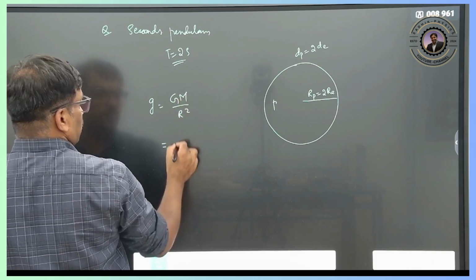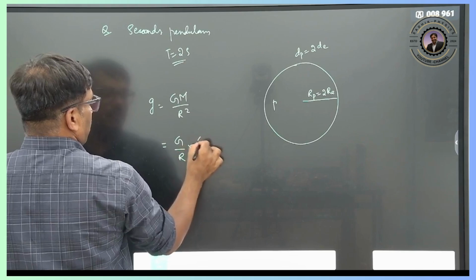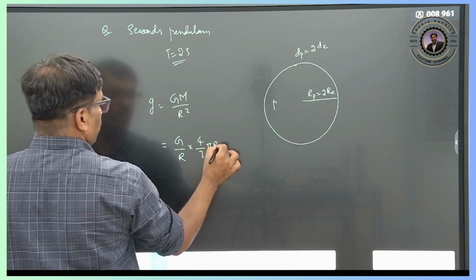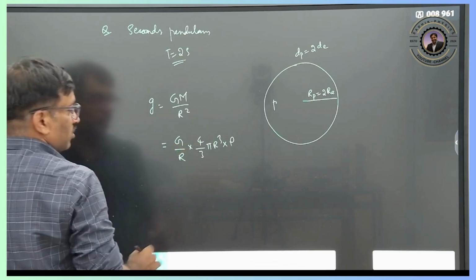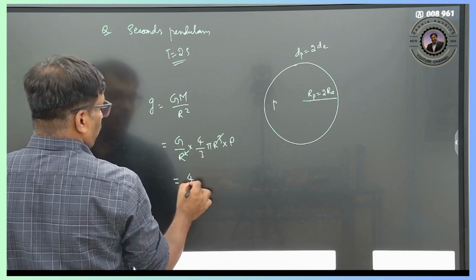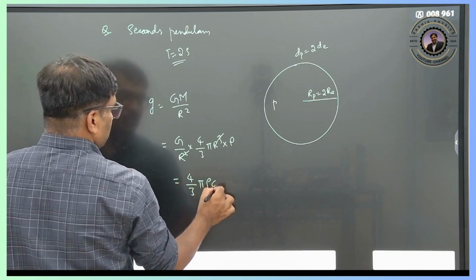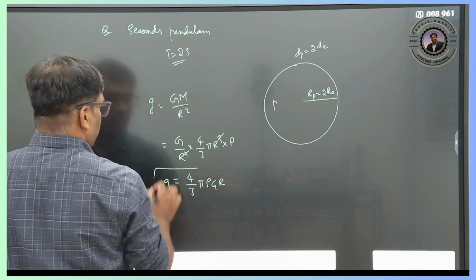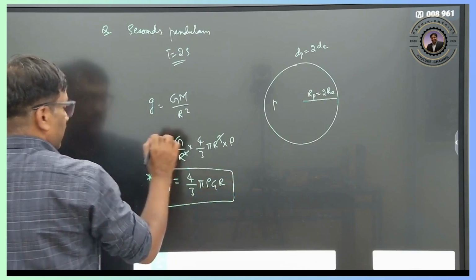So mass is equal to what we can write down? g = GM/R². Mass you can write down as 4/3 πR³ into density. You understand, no? So this R² gets cancelled out. Therefore g = 4/3 πρGR. This is the g value on a planet in terms of density.